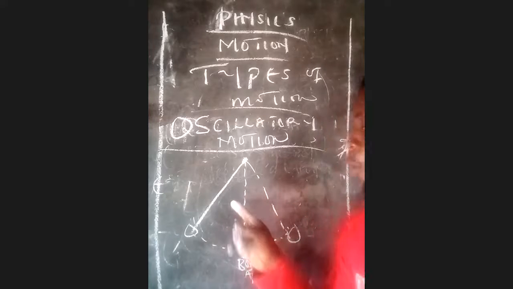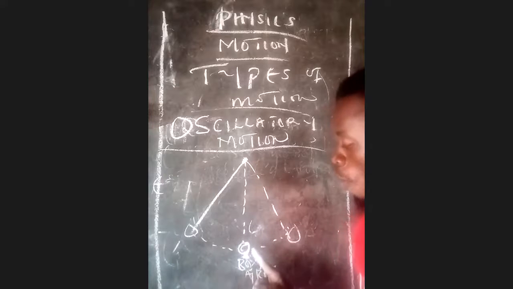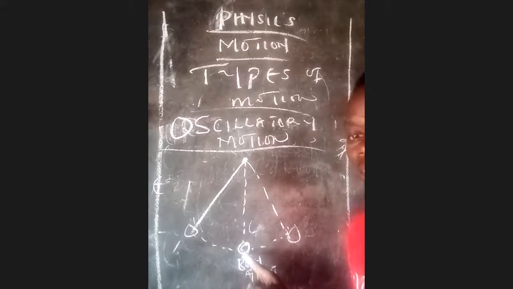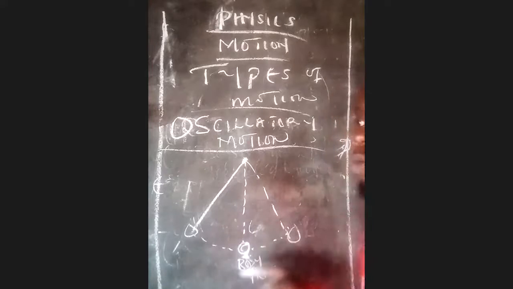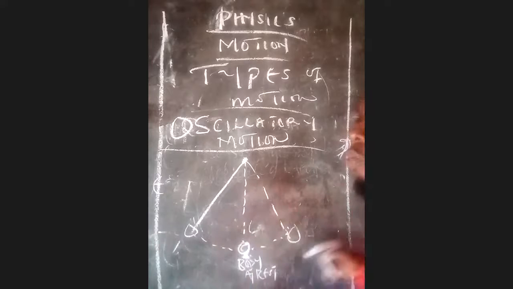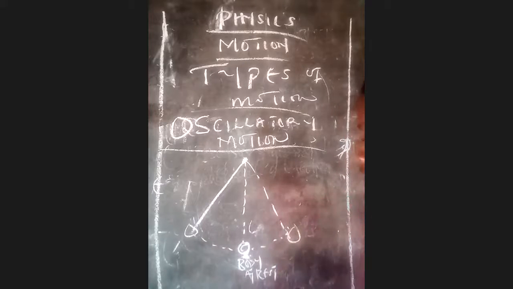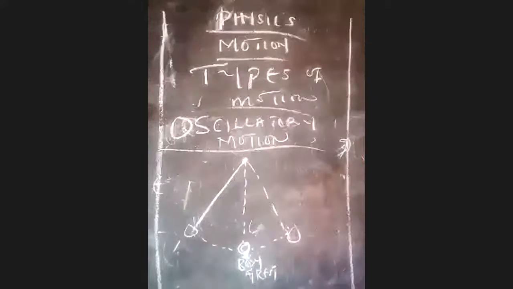Oscillatory motion starts when the body, which is at rest here, is slightly displaced. When there is a slight displacement of the body, then the body will move in an oscillatory motion, to and fro about a fixed point. That is an example of oscillatory motion.